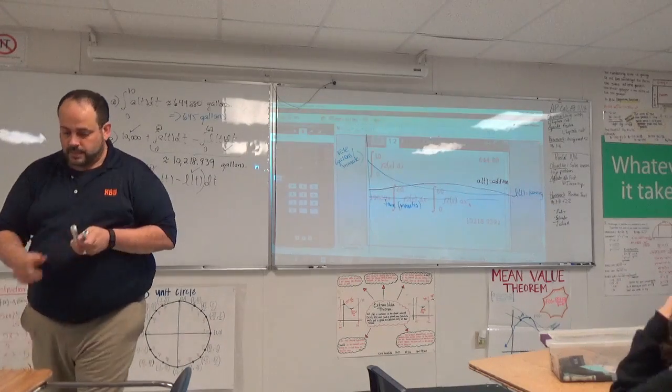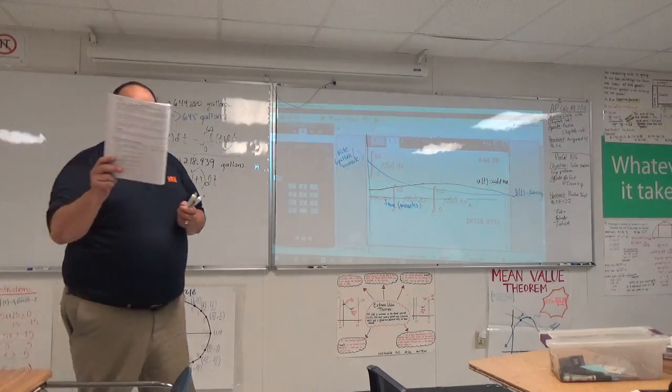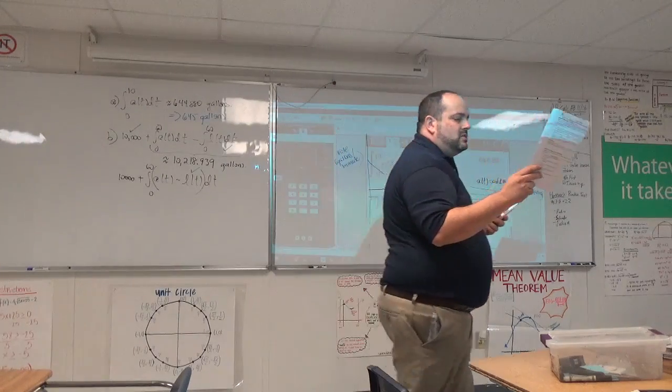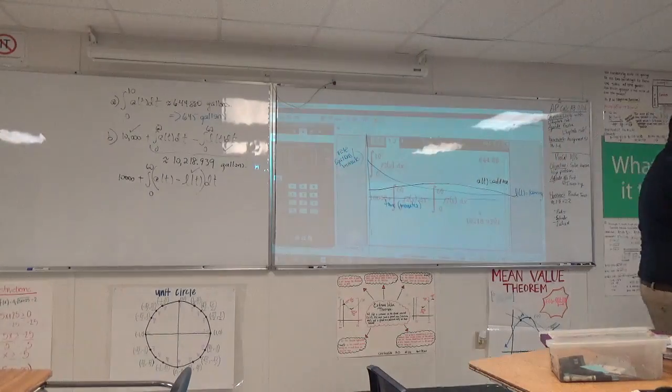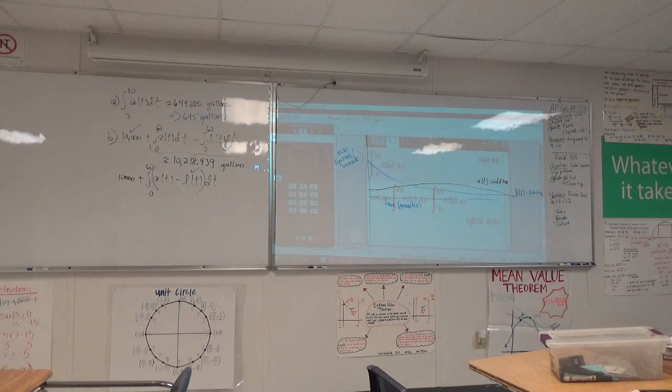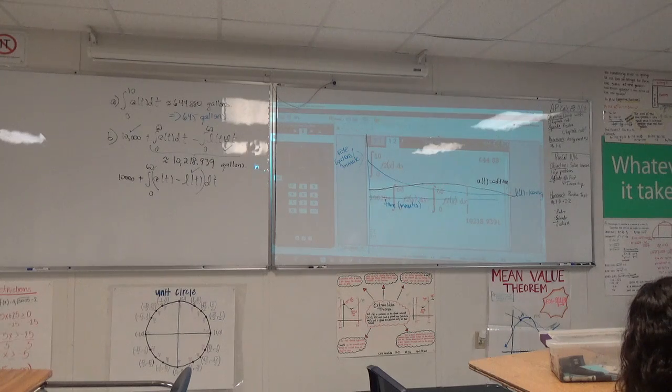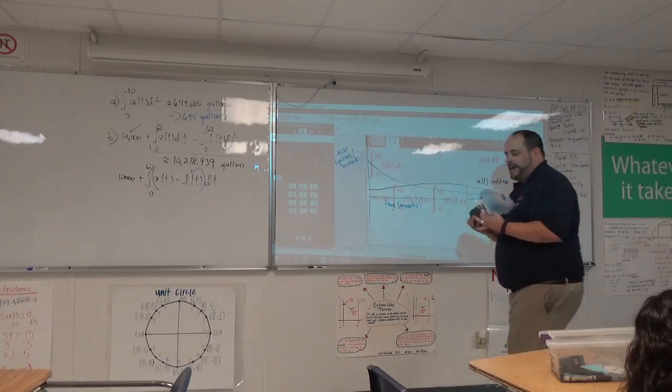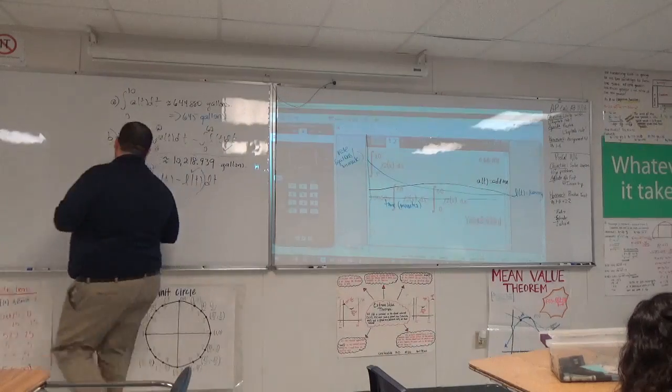Everybody good? All right, C, create an integral equation that can be used to determine the amount of water in the pool at any time t. This is just going to be a setup kind of problem. Oh, W of t. Right, so W is going to represent the amount of water in the pool.